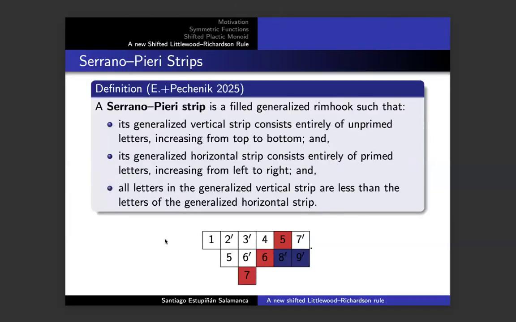Then a Serrano-Pierre strip is a generalized rim hook that is filled with entries such that both the vertical part and the horizontal part are increasing. The vertical part is increasing from north to south, the horizontal part from west to east, and all the entries in the vertical part are required to be less than the entries in the horizontal part.